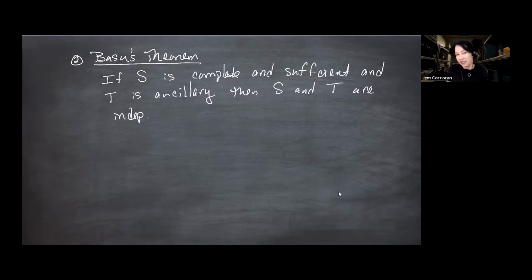I mean, when you want to show two things are independent, you probably don't have one of them a complete and sufficient statistic and the other one an ancillary statistic. And that's why you don't use it very often. But I promise one day, look me up. Tell me you used it. Okay, so let's prove this.